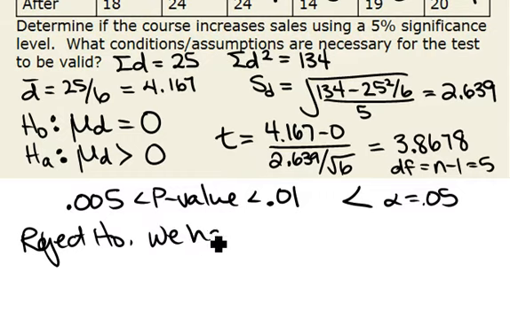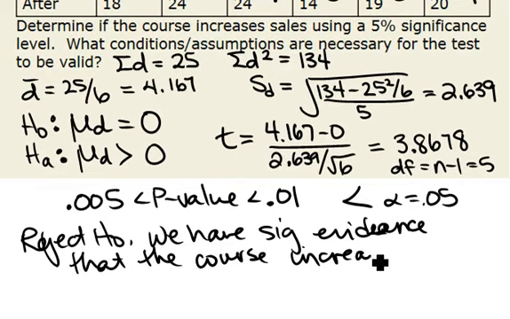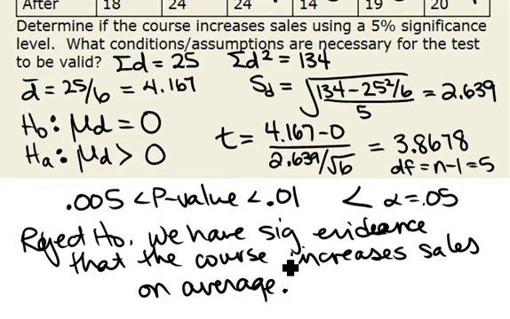So we have significant evidence that the course increases sales on average. And in these problems, if you have a small sample size, which we do since we have a sample of size 6, what you need to know is that your difference data would be normally distributed. So the assumption that we need to make here is that these differences come from a normal distribution.